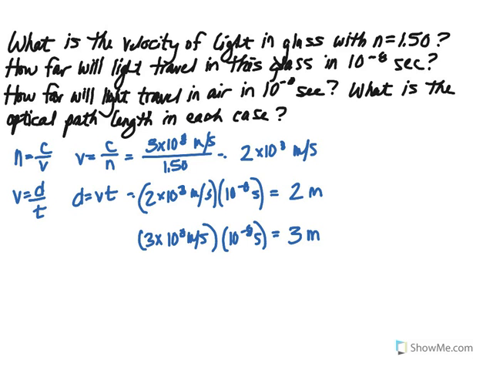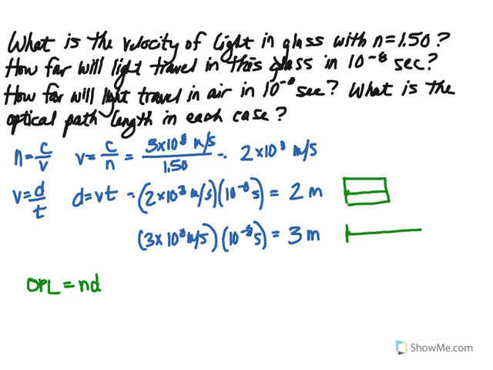What is the optical path length in each case? Well, the definition of the optical path length is, if given the same amount of time, how far would the light have traveled in air? So the optical path length of the light that traveled through this glass, when it took 10 to the negative 8 seconds to travel through, even though it was 2 meters in the glass, the optical path length was 3 meters because the light could have traveled 3 meters in air in that same time. But we could use our formula, optical path length equals nd.